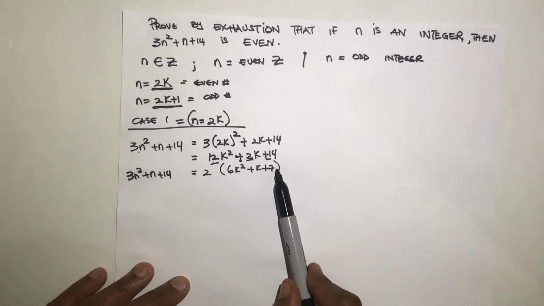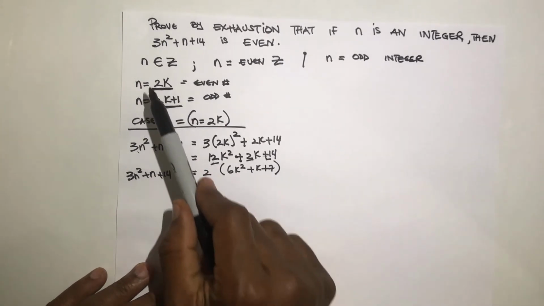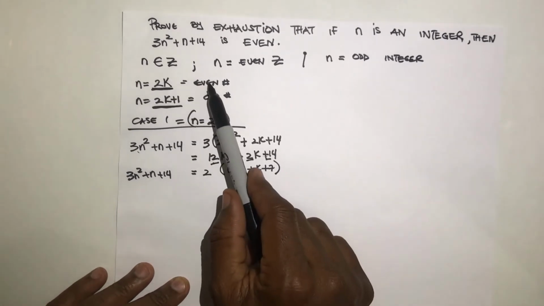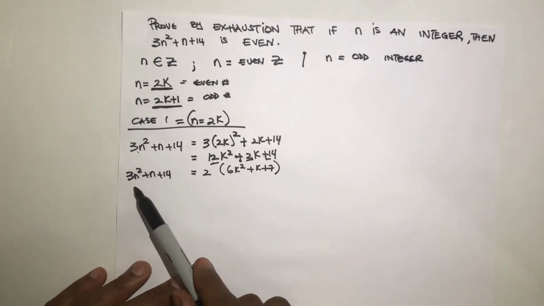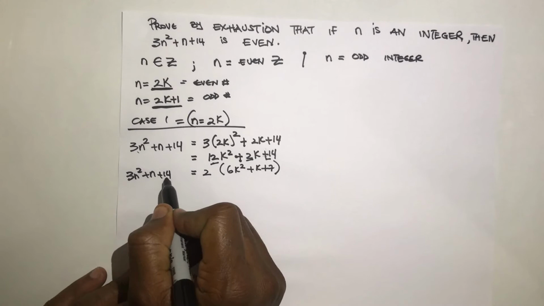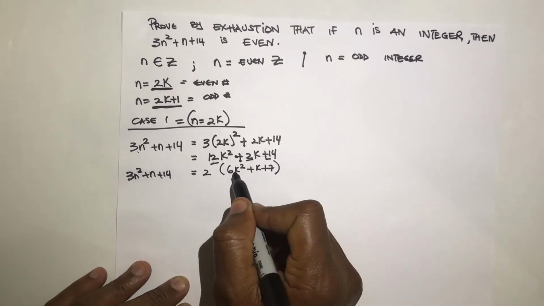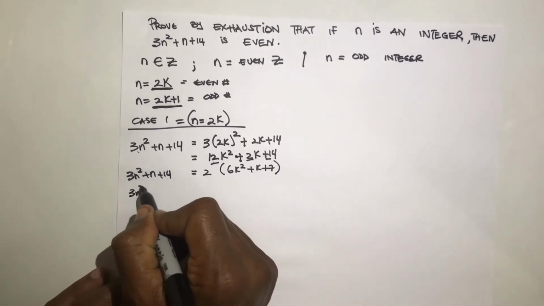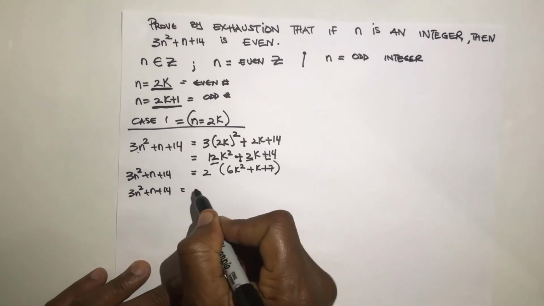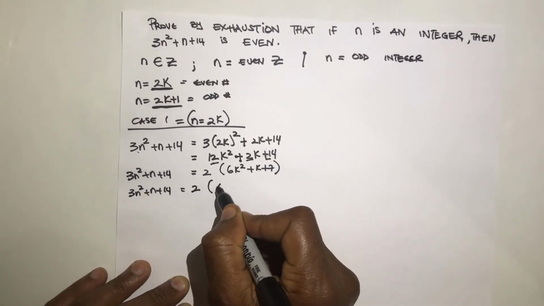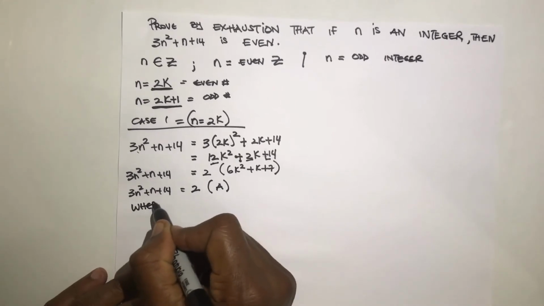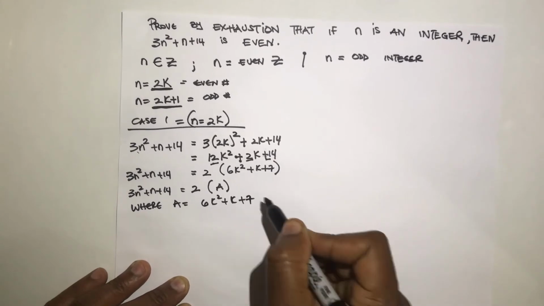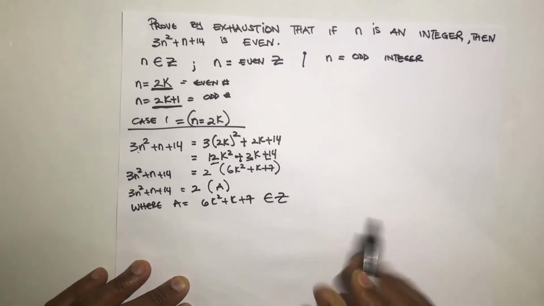Now, this format here is similar to what 2k is: 2 times a number. If this is an integer, then 2 times any integer will always be even. So thus far we have proved that 3n squared plus n plus 14 is equal to 2 times an integer, which is 6k squared plus k plus 7, which is even. So let us simplify this. This can be equal to 2 times another number. We're going to call it a, where a is equal to 6k squared plus k plus 7, right? Which is an element of integers.